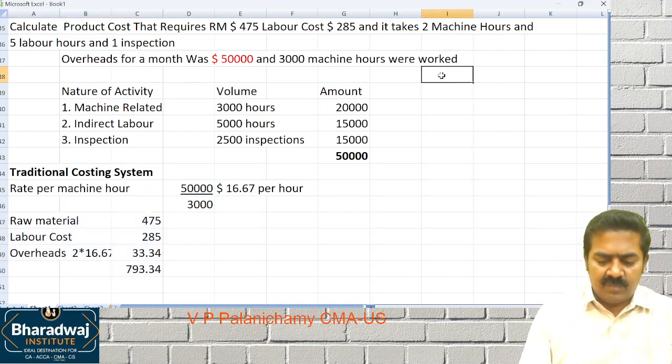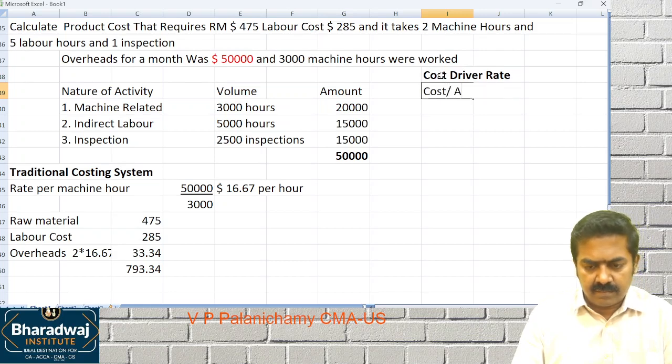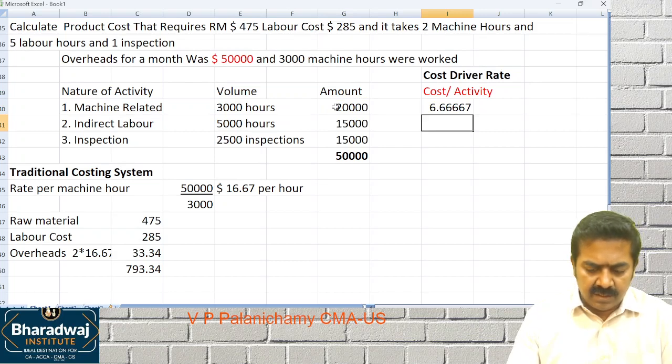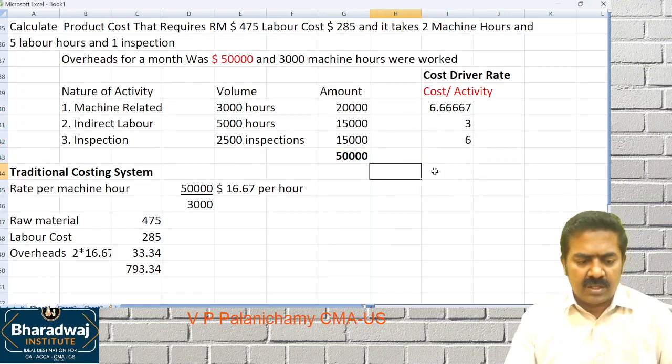Under ABC system, we work out cost per activity. Cost per activity, we call it cost driver rate. What is cost driver rate? Cost divided by activity will give us cost driver rate. For example, 20,000 is for 3,000 machine hours. 15,000 is for 5,000 labor hours, labor related costs. Inspection, 15,000 divided by 2,500 inspections. This is the cost driver rate we get. Using this, we are going to assign the cost.